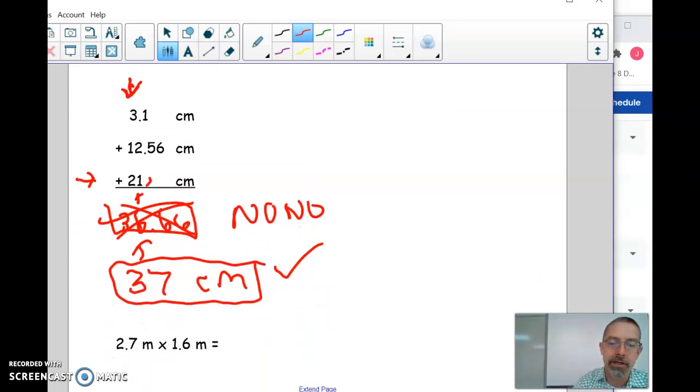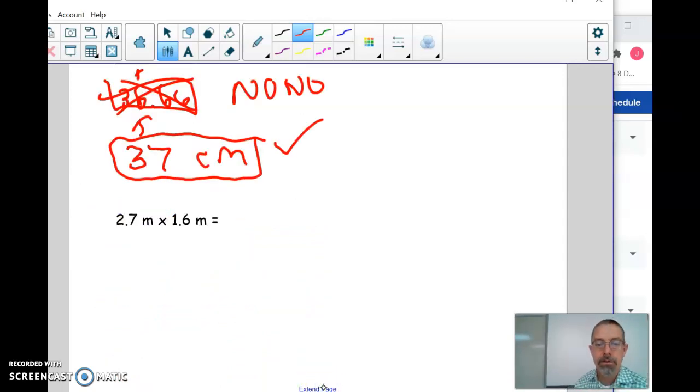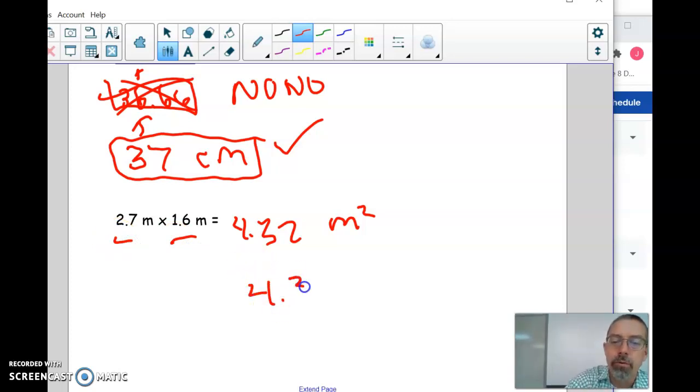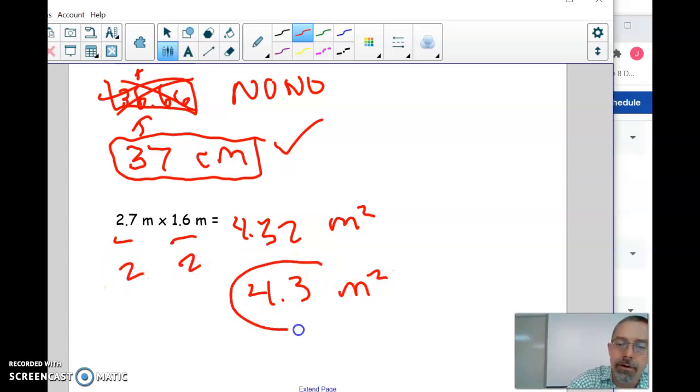What about if I'm multiplying or dividing? So here I've got 2.7 times 1.6 meters. A meter times a meter, I know my units are going to be meters squared. But if I actually punch into my calculator 2.7 times 1.6, I'm going to get an answer that says 4.32. I cannot say that. I do not know it that precisely because I only knew this to two digits. I only knew this to two digits. The best I can call this is 4.3 square meters because this only had two significant figures. This only had two. Therefore, my calculation can only have two significant figures.